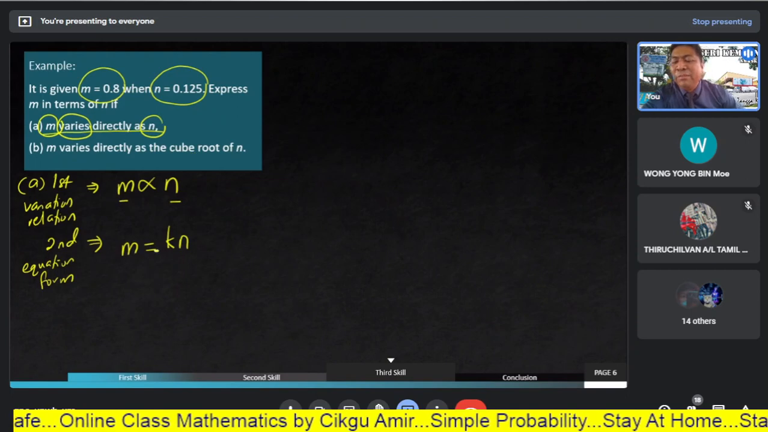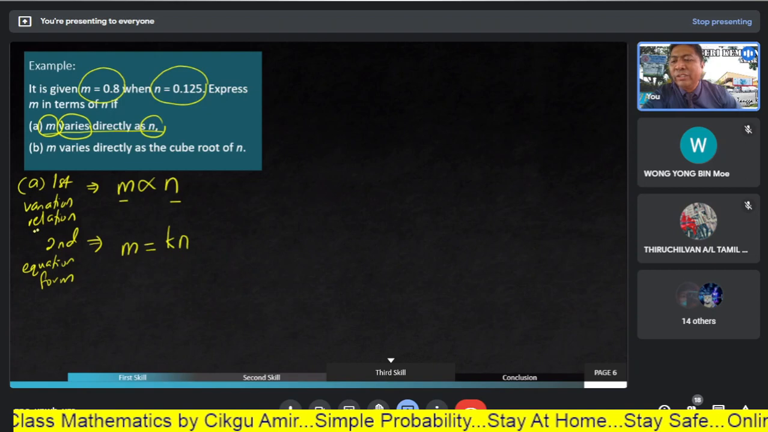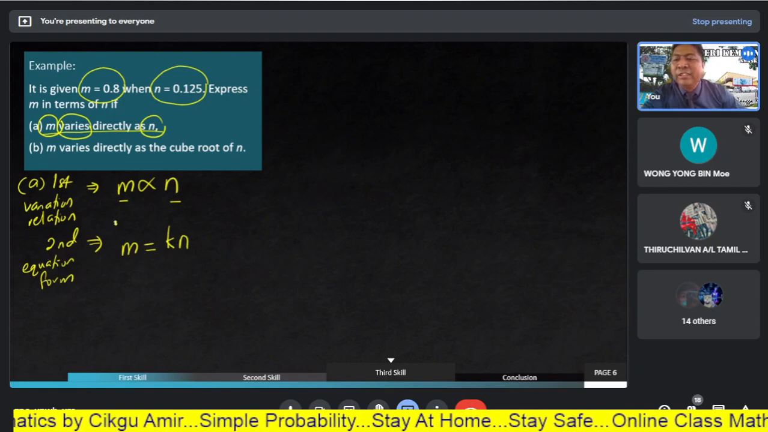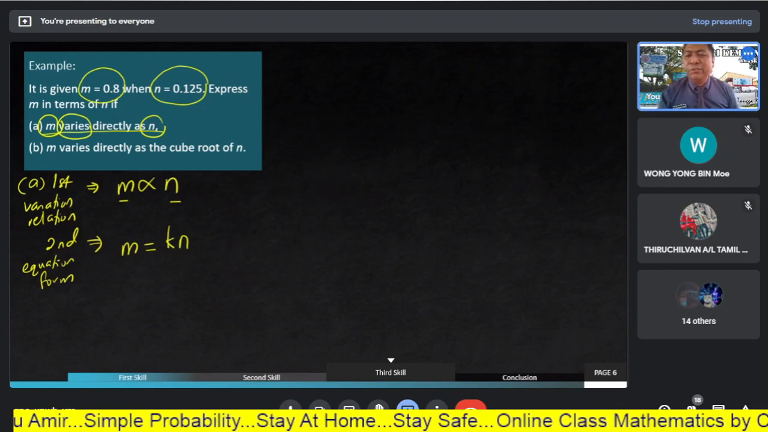Okay. M equal to Kn. This is the second step, equation form. The first step is the variation relation. The second step is the expression form.